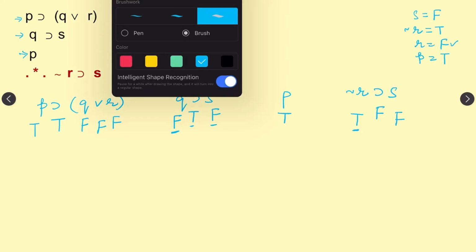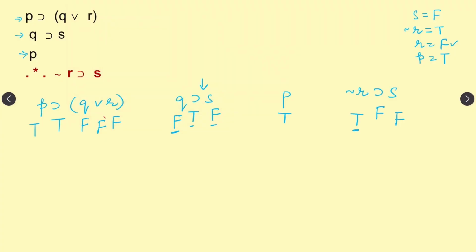So again, false will be false. If you see here, यहाँ पे false है, यहाँ पे true है. Antecedent is true, consequent is false, that means it should be false. So we have contradiction here. Contradiction meaning that the argument is valid. Now let's solve the next question.